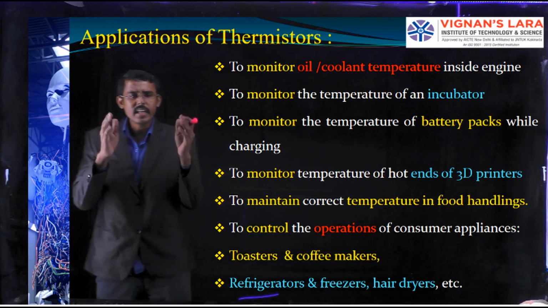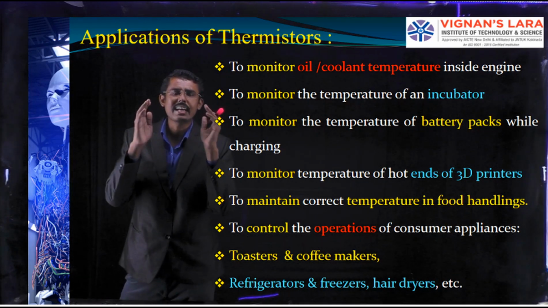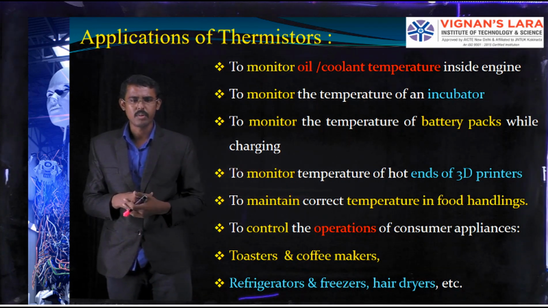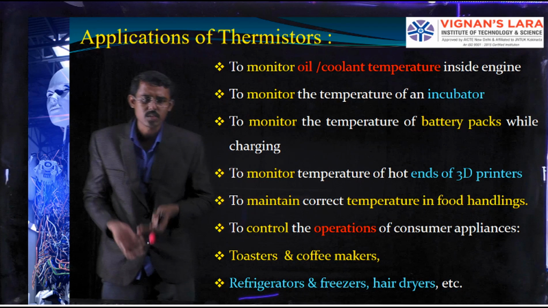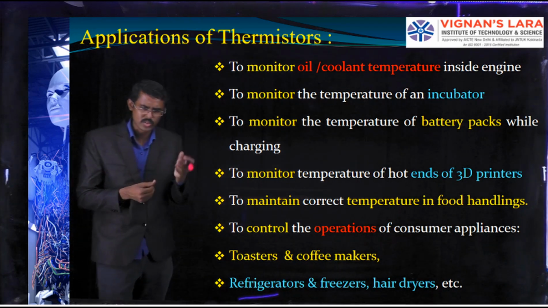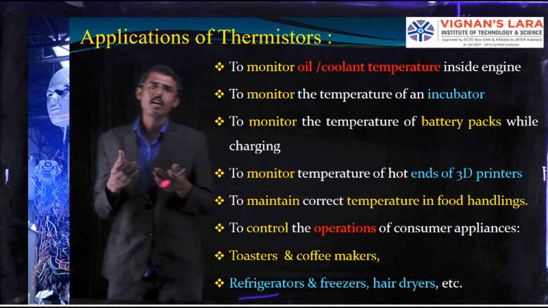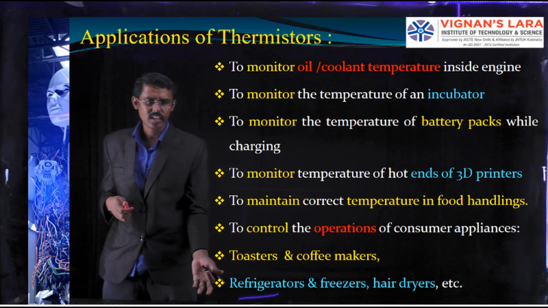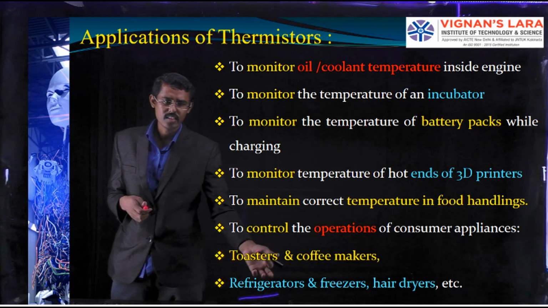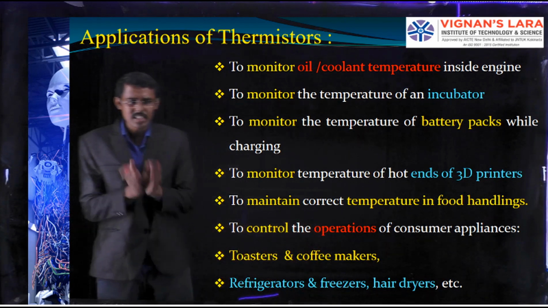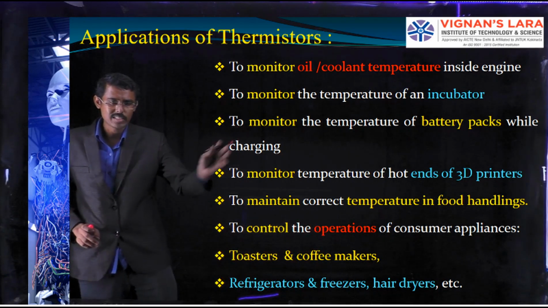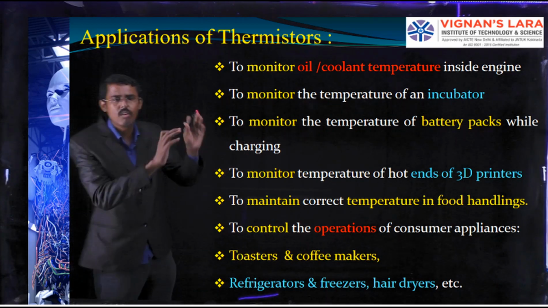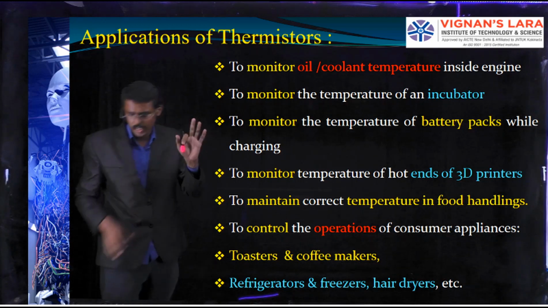Likewise, to maintain the correct temperature of food, we have the oven as an example. Ovens are food applications we can consider, like the toasters and the coffee makers. The same example I told you, they have written here as refrigerators and freezers, hair dryers, everywhere. Wherever temperature is involved, these thermistors, the thermocouples, the bimetallic strips, all will be involved. This is the important concept you should understand.